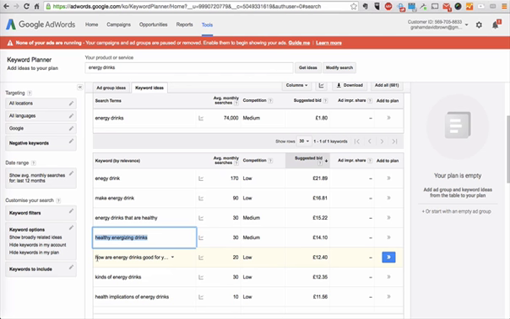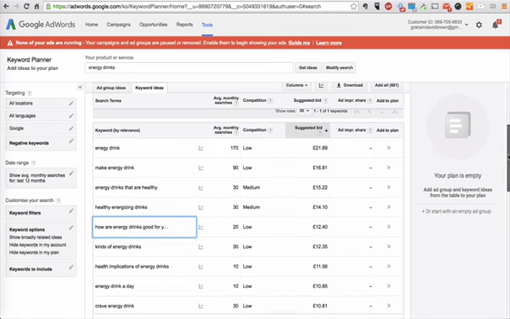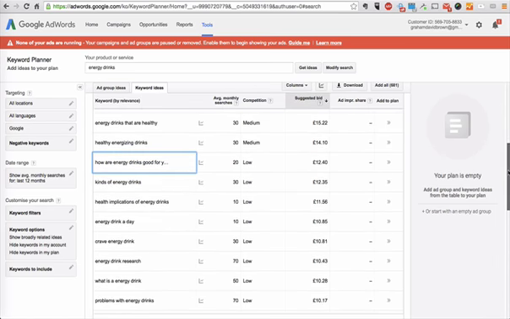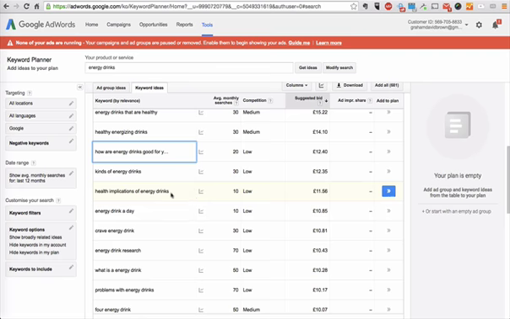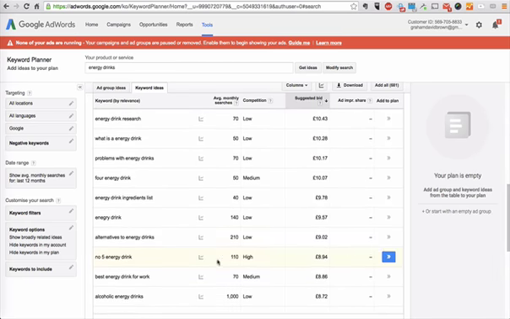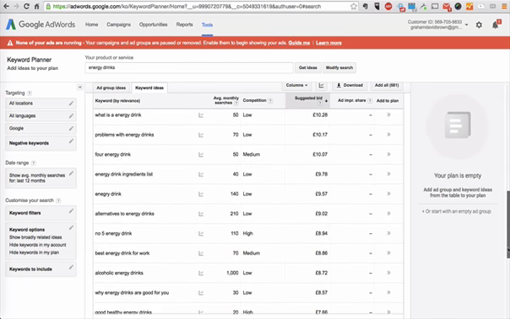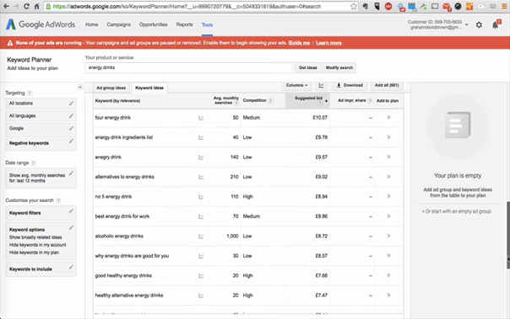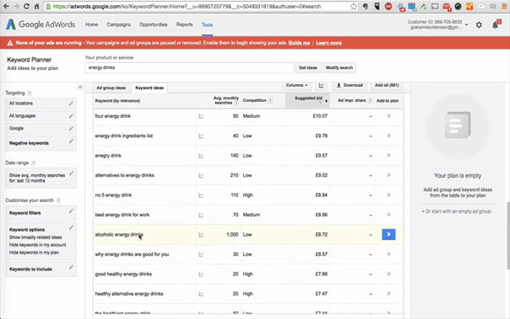So we've identified a pain point here, and that gets really interesting when you have a look at this search term, which says, how are energy drinks good for you, or not, as the case may be. Health implications of energy drinks, crave energy drink research, problems with energy drinks, alternatives to energy drinks. So alcoholic energy drinks, well, if you're in that market, there's a huge demand for it.